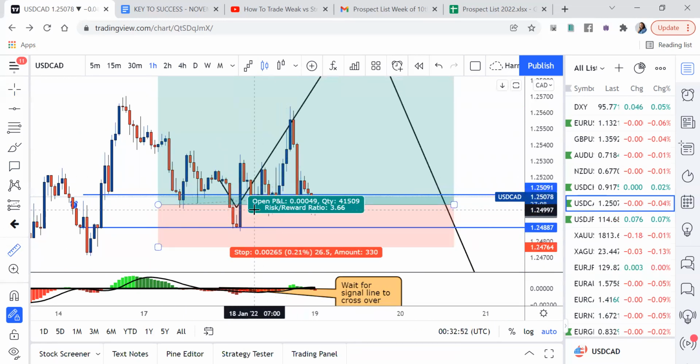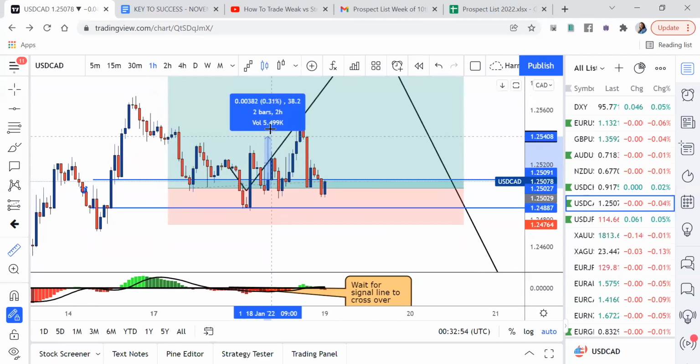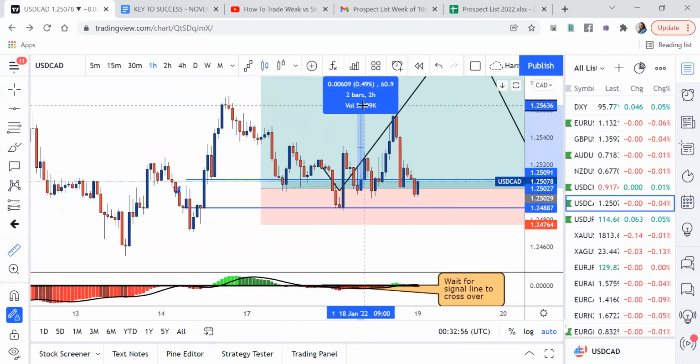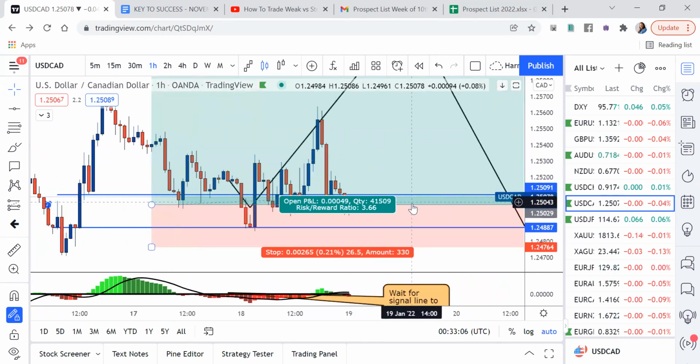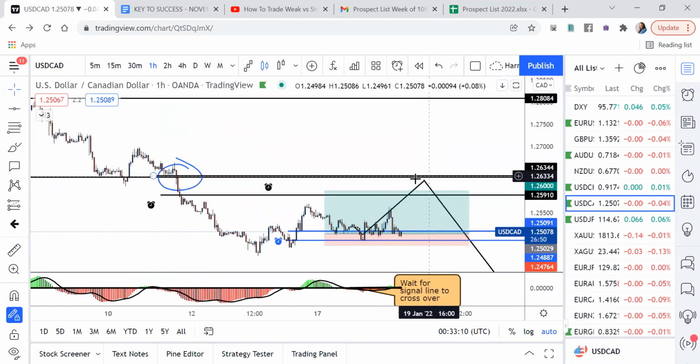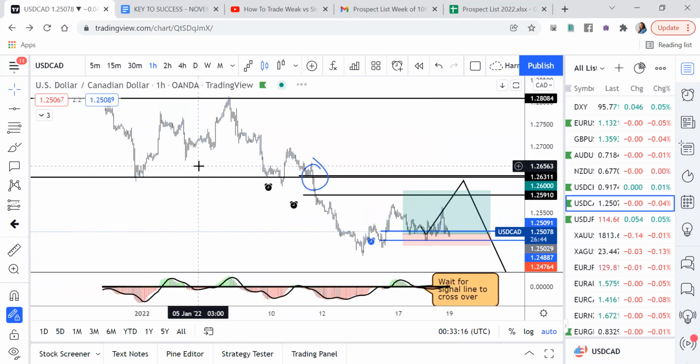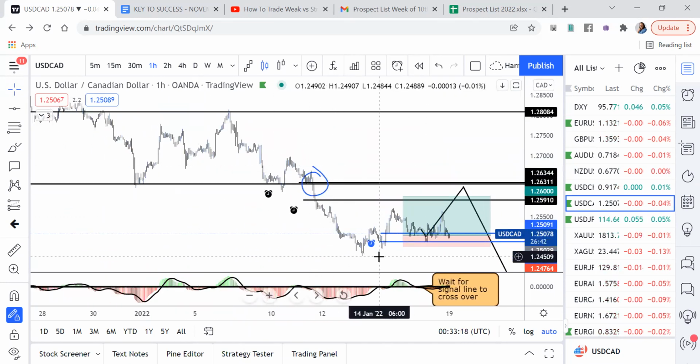Today we went into about 60 pips in profit. Right, so we had about 60 pips up. I am still looking for price to come up to here, because we had a very strong breakout.